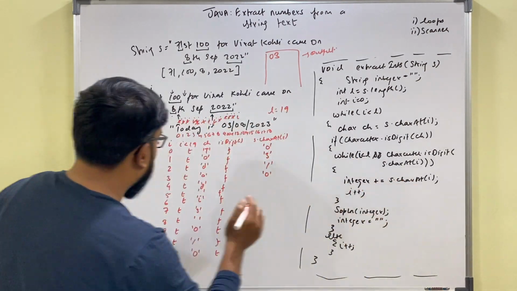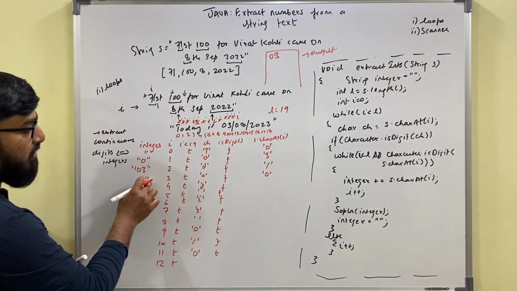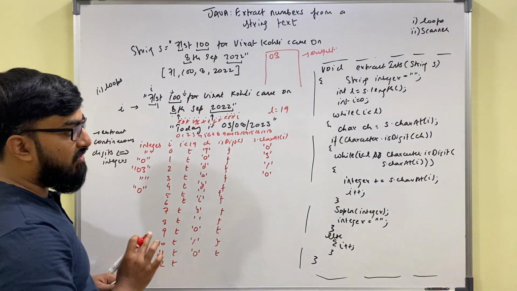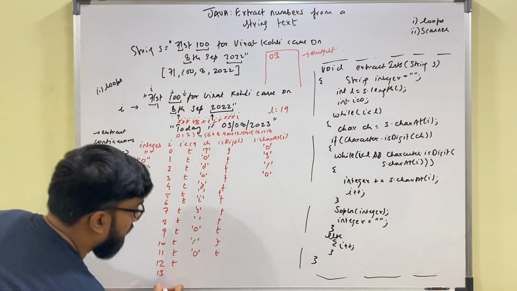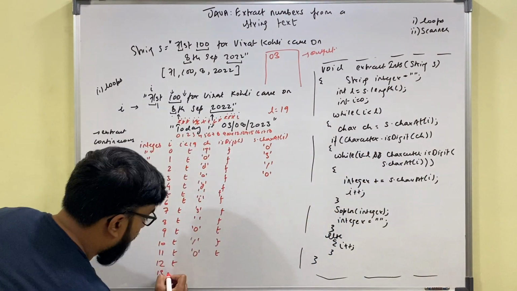Integer plus equal to s dot caret I. Integer now becomes 0 because it was blank. You added a 0 to it. Okay, you do I plus plus, I becomes 13. 13 is less than 19 is true.